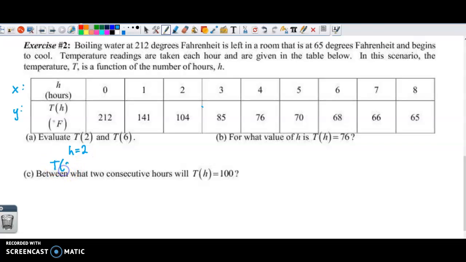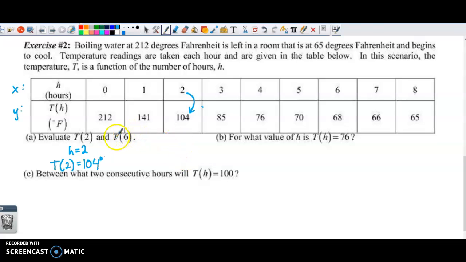So then t of 2 is the y coordinate when x, or h, is 2. So you go to find where h is 2. So after 2 hours, the boiling water is now 104 degrees.